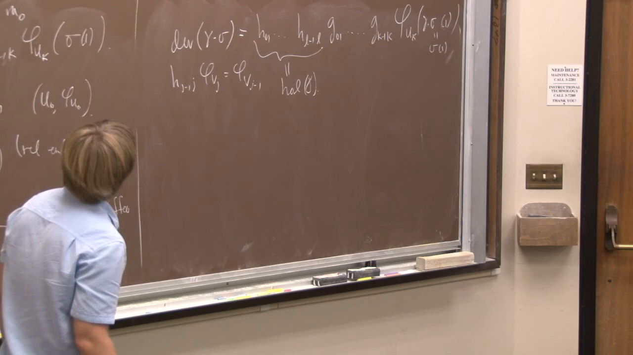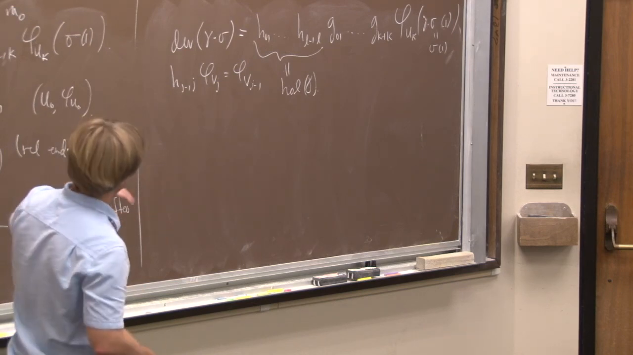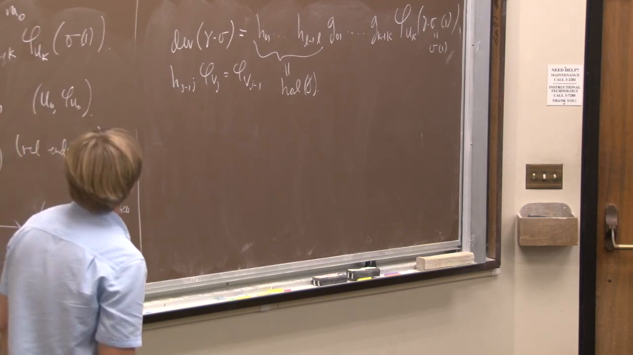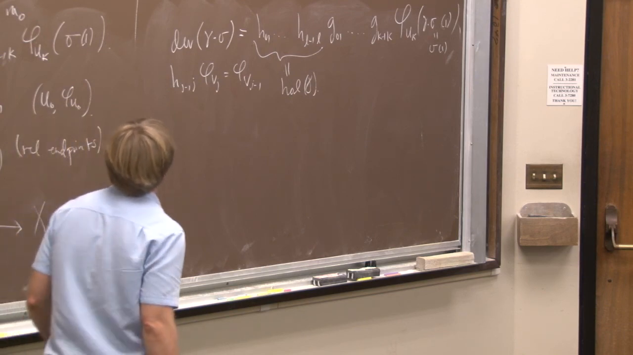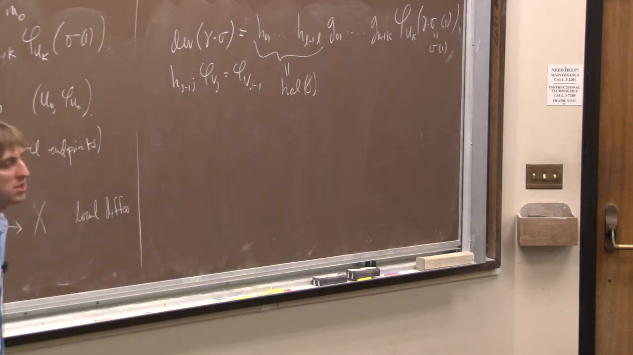Okay? So it's just telling me if I develop around closed loops, based loops in my manifold, and glue all the charts together, what element of G do I get? Okay? Questions about that? It's clear?